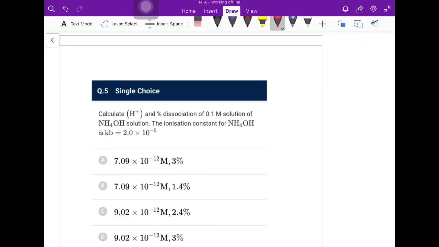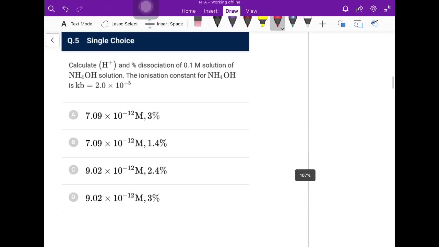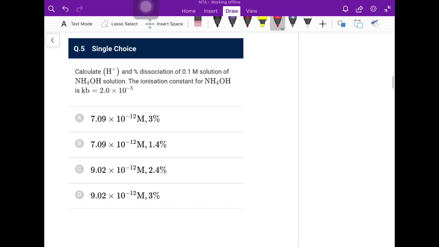Calculate H plus and percentage dissociation of 0.1 molar solution of NH4OH. Writing NH4OH, ammonium hydroxide, is an older method. NH4OH basically stands for NH3. It was written as NH4OH in the older method, but now people write only ammonia, NH3. So take it as NH3 only. Calculate H plus and percentage dissociation of 0.1 molar solution of NH3. The ionization constant for NH3 has been given.